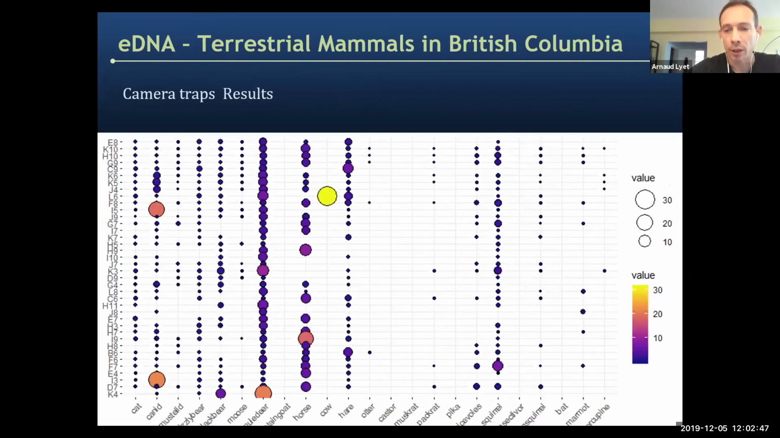I'm just putting the same kind of graph showing the frequency of the detection of the same taxa on the camera trap, and we can see that the distribution is pretty different. The camera trap seemed to capture much better cat species than eDNA did. We detected very few cat species.